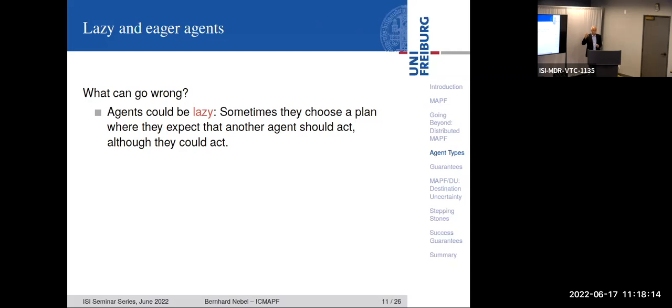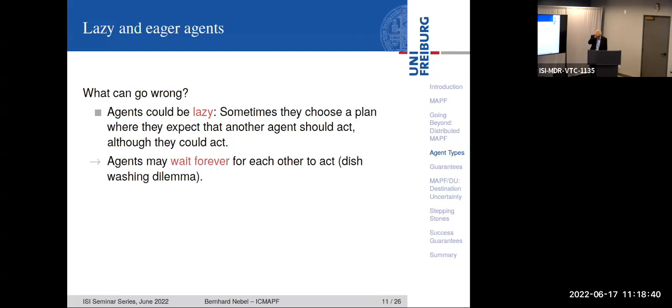So now you can come up with a plan. My partner does it. And what does your partner do? He comes up with the same plan. Both plans are successful if they are executed. But unfortunately, it means that everybody waits for everybody else. So it's a sort of a deadlock. It's not a real deadlock because we don't have resources here. But we wait forever for this plan to be successful. I call that the dishwashing dilemma.